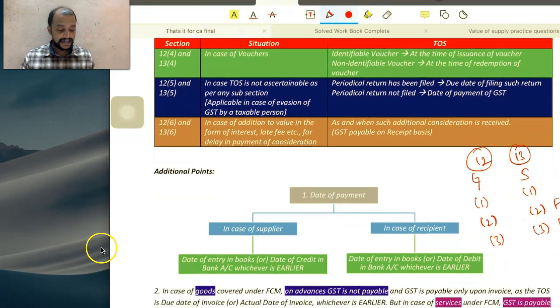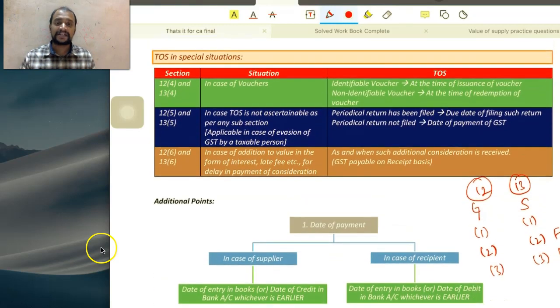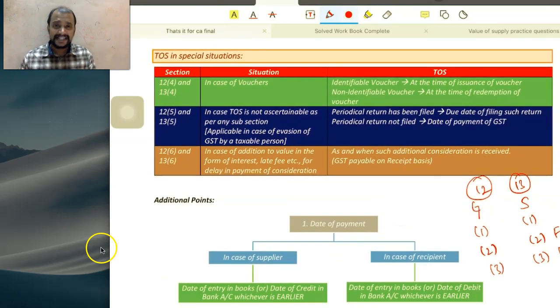Now we are discussing subsection 4, subsection 5 and subsection 6, which are the same with respect to both goods and services. Now we are starting with section 12 subsection 4 and section 13 subsection 4, time of supply in case of vouchers.